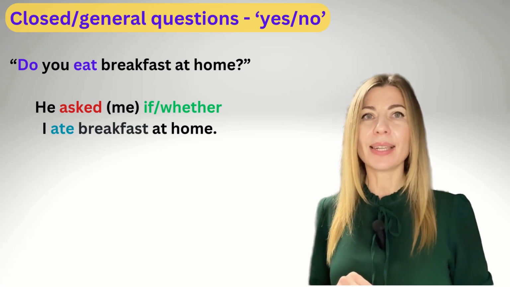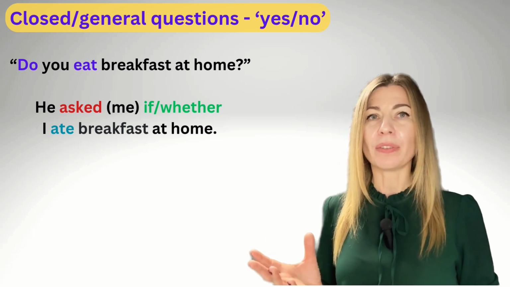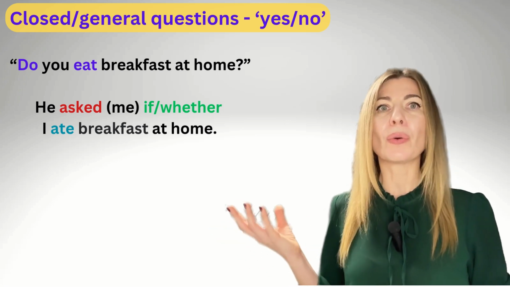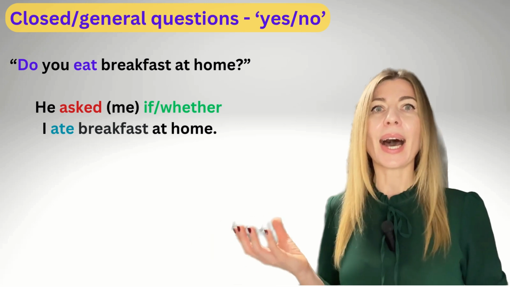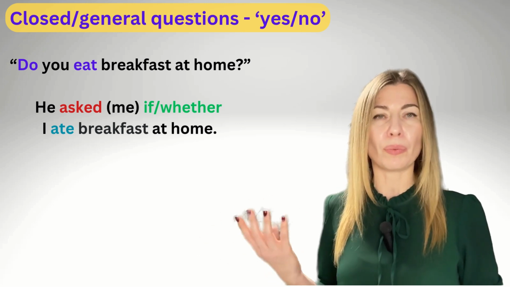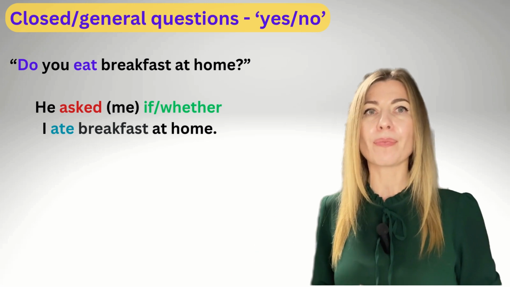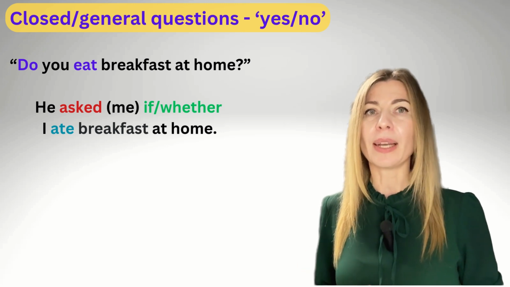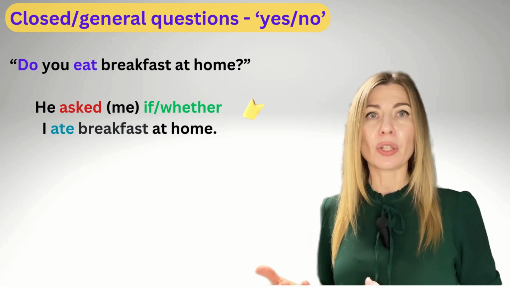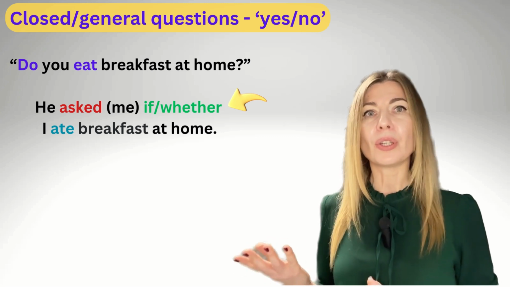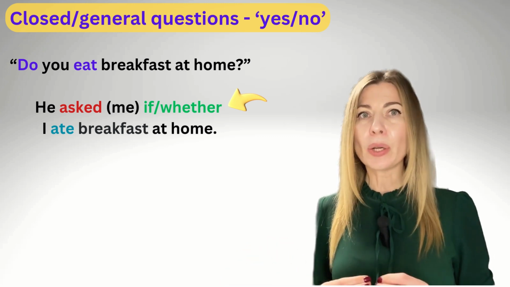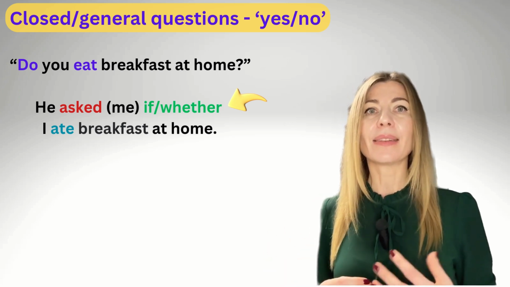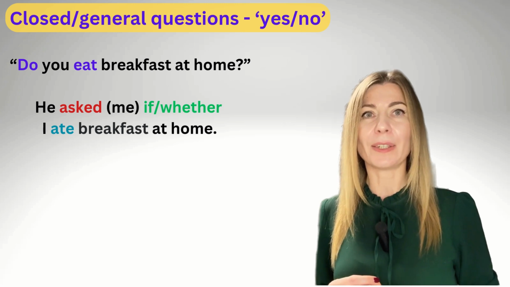As you can see in this example, I backshifted the present tense, do you eat breakfast, to past simple tense, I ate. And I also changed the pronoun you to I. But you probably also have noticed something else. I have added an extra word, if, or you can use whether. This is a linking word between the reporting verb asked and the reported question here.